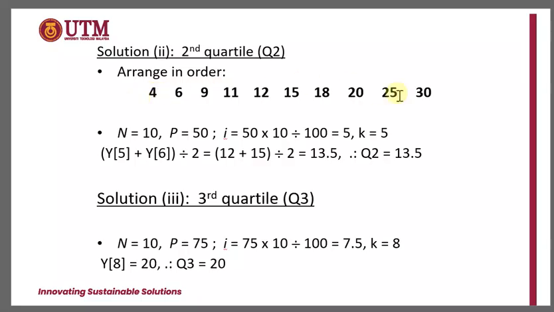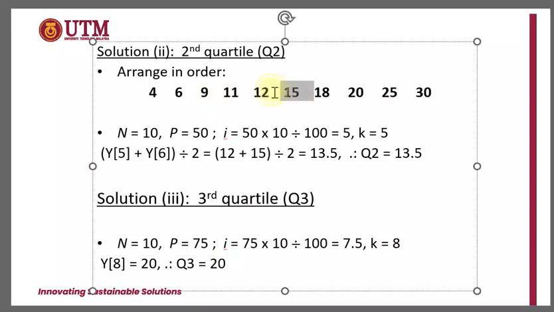How many numbers do you have? You have 10 numbers. Which two numbers fall in the middle of the data set? If we count, we have 10. So 1, 2, 3, 4. The fifth number and the sixth number will be in the middle of the data set, right? Yes, in the middle. So take the average of them.